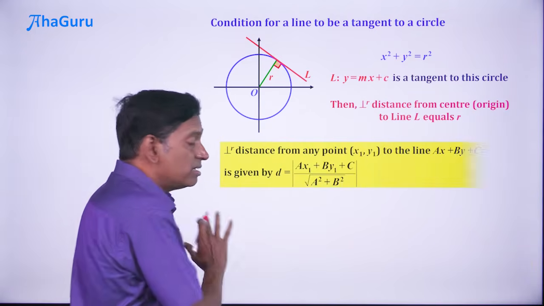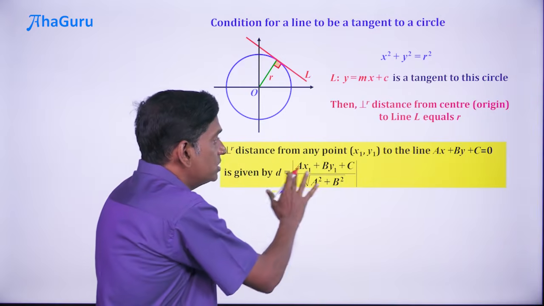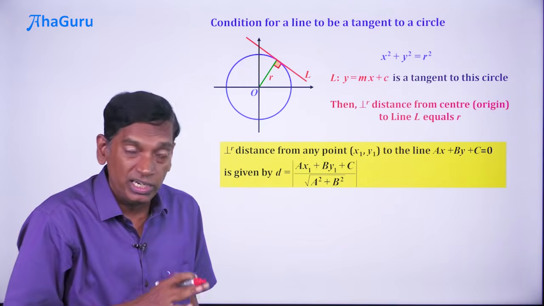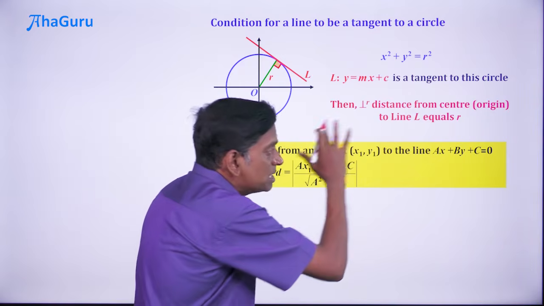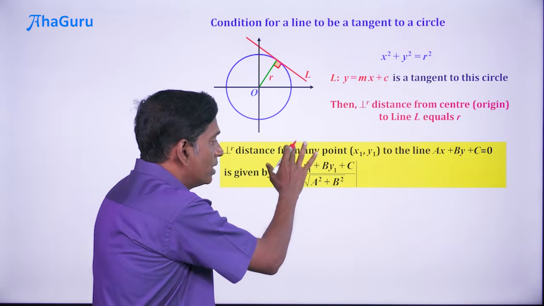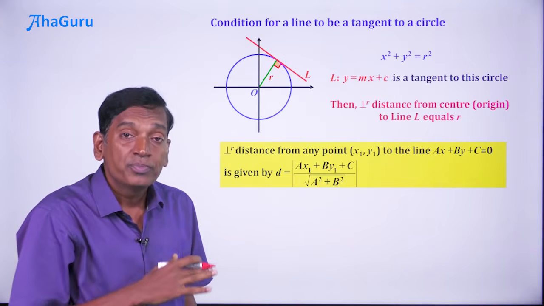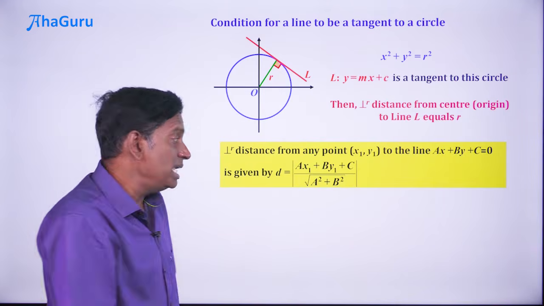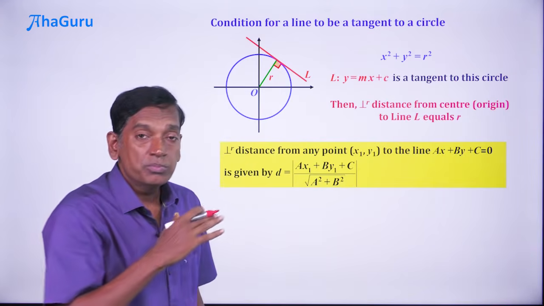Well, we know the general formula that the perpendicular distance from any point (x1, y1) to any line ax + by + c = 0 is given by the distance d = |ax1 + by1 + c| divided by the square root of a squared plus b squared.